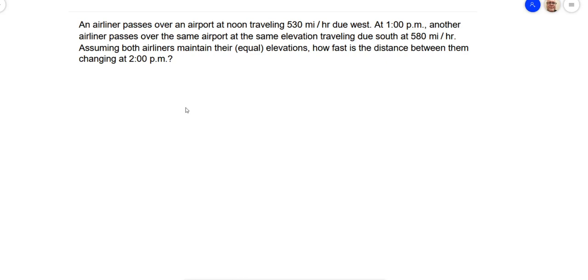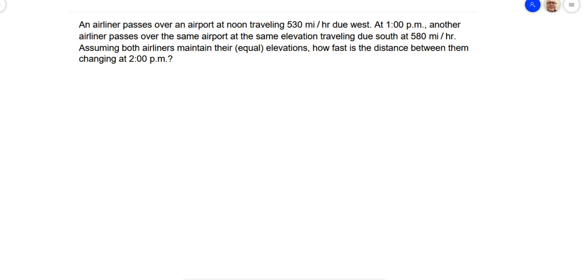Today I want to take a look at an example from section 3.11. This is number 7 in the homework right now, and it says an airline passes over an airport at noon traveling 530 miles per hour due west, and at 1 o'clock p.m. another airline passes over the same airport at the same elevation traveling south at 580 miles per hour, assuming both airlines maintain their equal elevations. How fast is the distance between them changing at 2 o'clock?